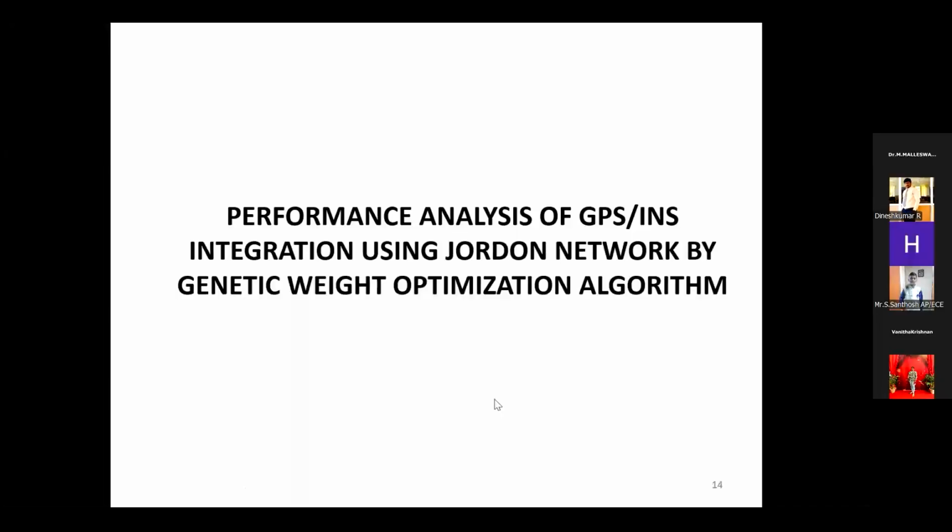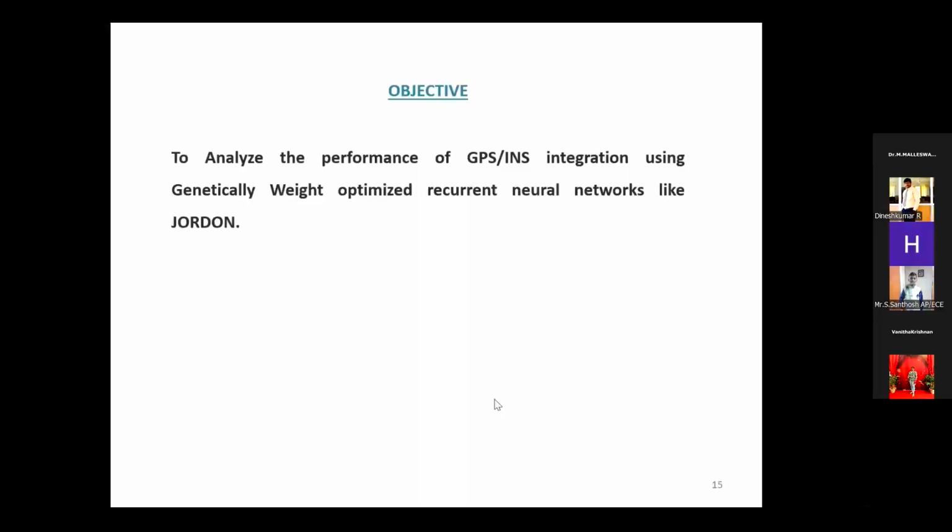So from here onwards, we are starting our intelligent based navigation system. The objective is to analyze the performance of GPS INS integration using genetically weight optimized recurrent neural networks like the Jordan network. See the system configuration, how we are changing from the Kalman filter based navigation, I mean the conventional navigation, to the intelligent based navigation system during my results process.